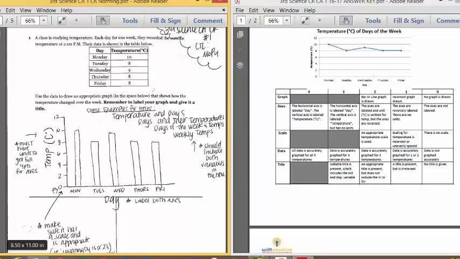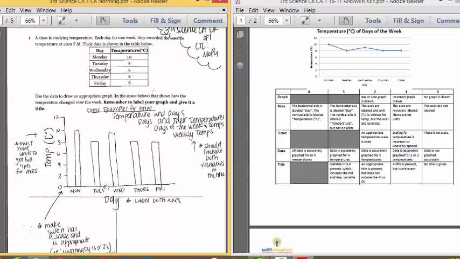The scale refers to the numbers that are listed on the side here and here. If it's an appropriate scale, they get 2 points. If the scaling is off, they receive 1 point. Or if it's just unevenly spaced, they get 1 point. And if there is no scale at all, they get 0 points.